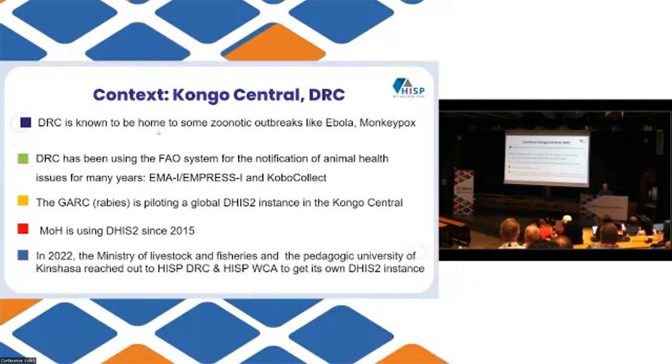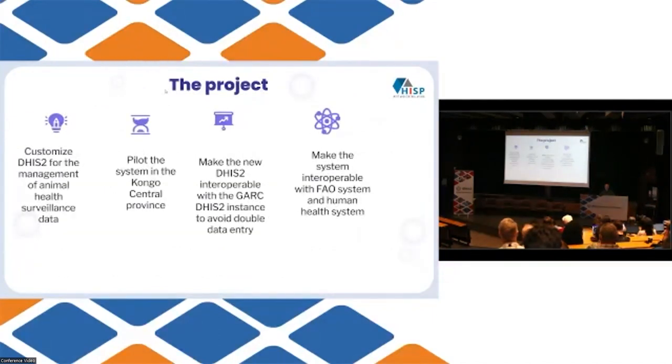And when it comes to the other part, in a One Health approach, the Minister of Health in DRC has used DHIS2 since 2015. So we started then last year, late in the year, with the Ministry of Livestock and Fisheries in Congo Central, and a university in Kinshasa, the Pedagogic University of Kinshasa. And then we worked on putting up a local instance for this province on animal health, with an objective to work on an integrated dashboard on zoonotic diseases with the human health and animal health.